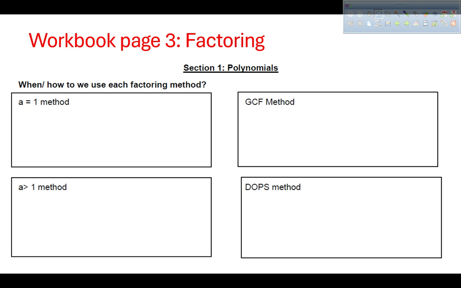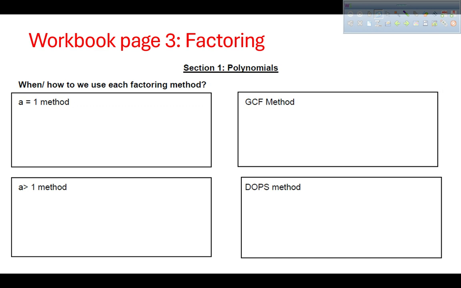So in your workbook, this is page 3, factoring. We're going to start with the A equals 1 method and the GCF method today. So we'll do the top boxes. Honestly, just because they're in the top. There's no real rhyme or reason why we're doing that today versus tomorrow. All right? So, the A equals 1 method.